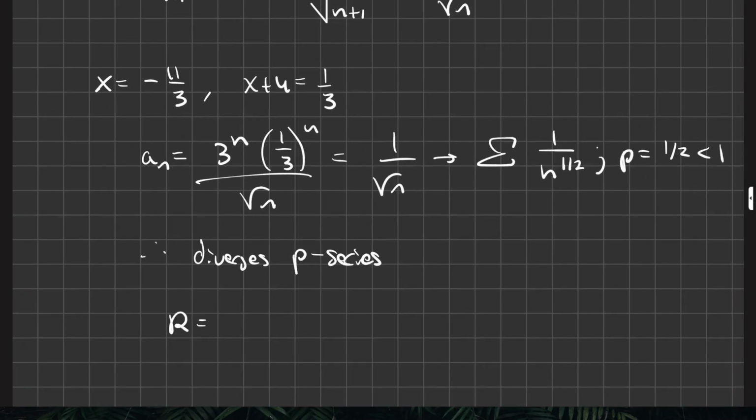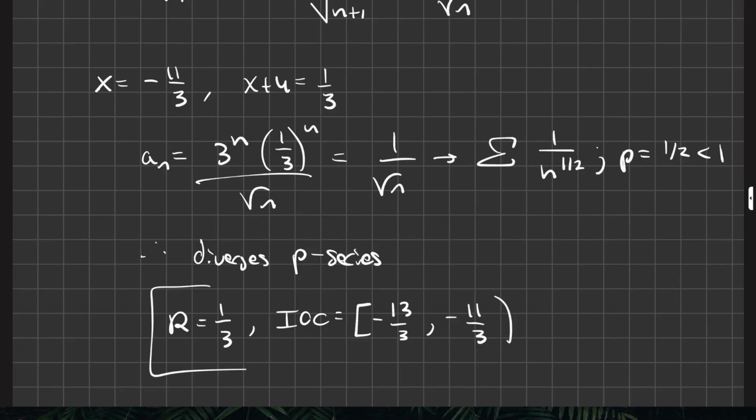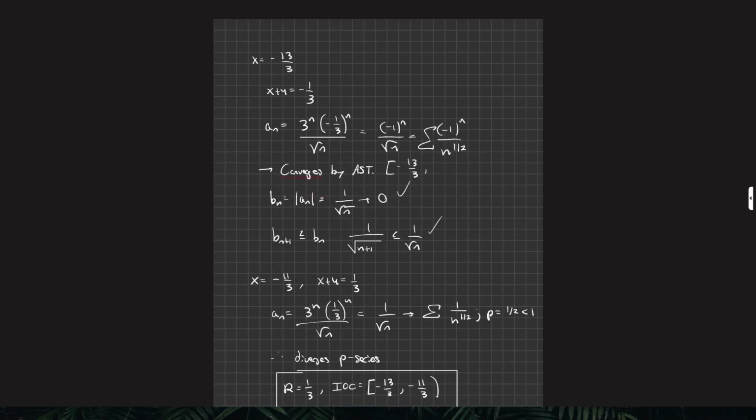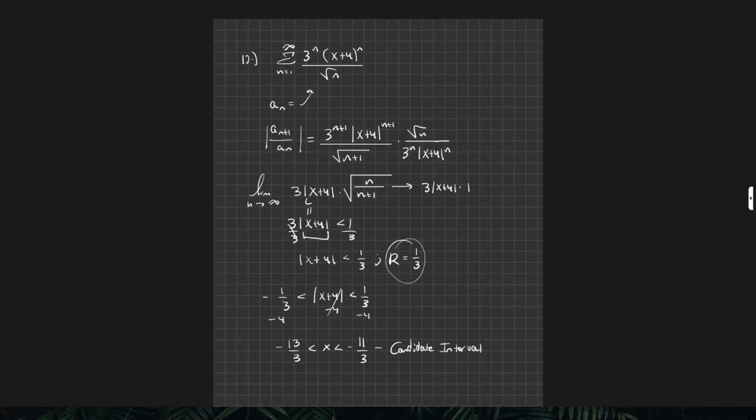So what does this mean about the problem? We know our radius is 1/3, and our interval of convergence is then our endpoint minus 13 over 3 included because it converged, and then up to negative 11 over 3, but not including negative 11 over 3. And so this is the process you should go about finding the radius and interval of convergence.